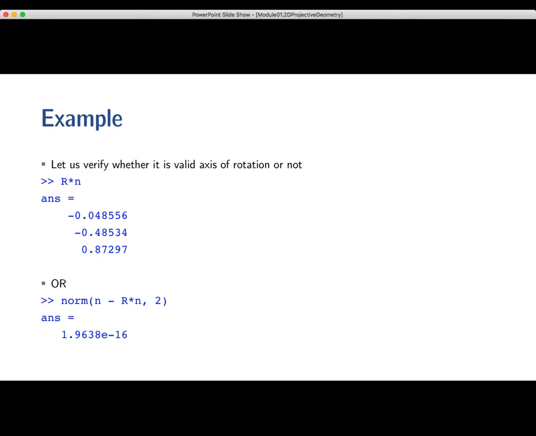One other way to check it, instead of visually checking it, I can take the original n, and R times n, subtract them and find the norm of that. Because they should be equal, the norm should be 0, and indeed I get 0. 10 to the minus 16 is kind of 0. So I did the L2 norm. The norm function takes a vector and which norm you want to find. So I found the L2 norm, which is x squared plus y squared plus z squared, square root, the distance formula that you said.